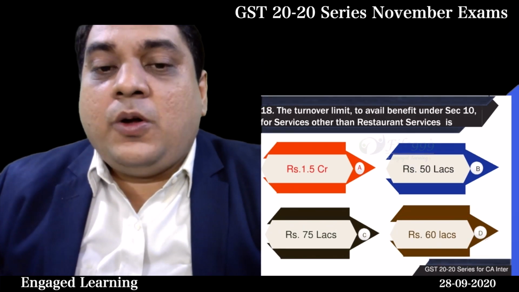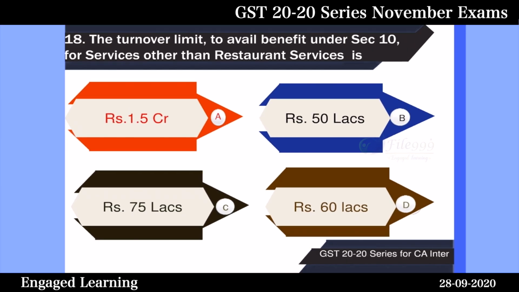The next question on your computer screen. The turnover limit to avail benefit under section 10 for services other than restaurant services is option A, rupees 1.5 crore, option B, rupees 50 lakhs, option C, rupees 75 lakhs, and option D, rupees 60 lakhs.